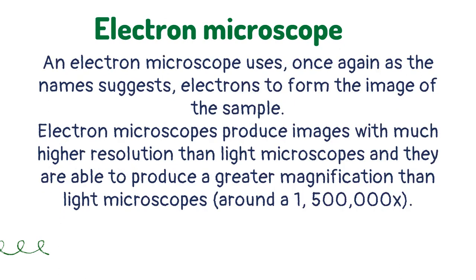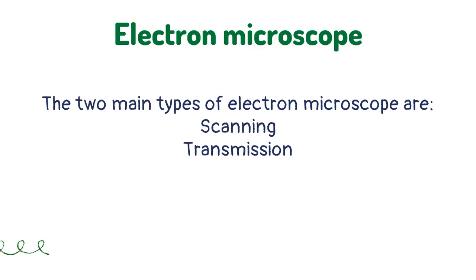An electron microscope uses, once again as the name suggests, electrons to form the image of the sample. Electron microscopes produce images with much higher resolution than light microscopes, up to 1000 times greater, and they are able to produce a greater magnification than light microscopes, around 1.5 million times greater. The two main types of electron microscope are scanning and transmission.